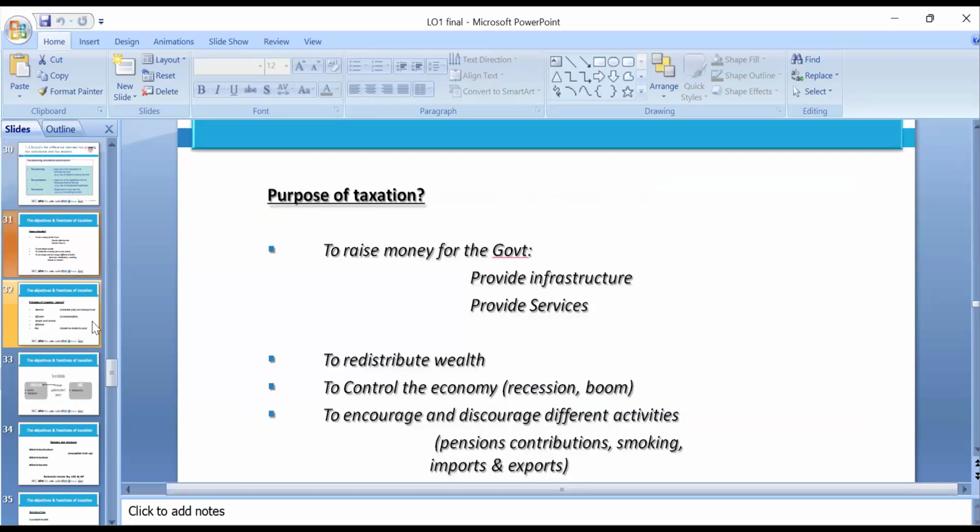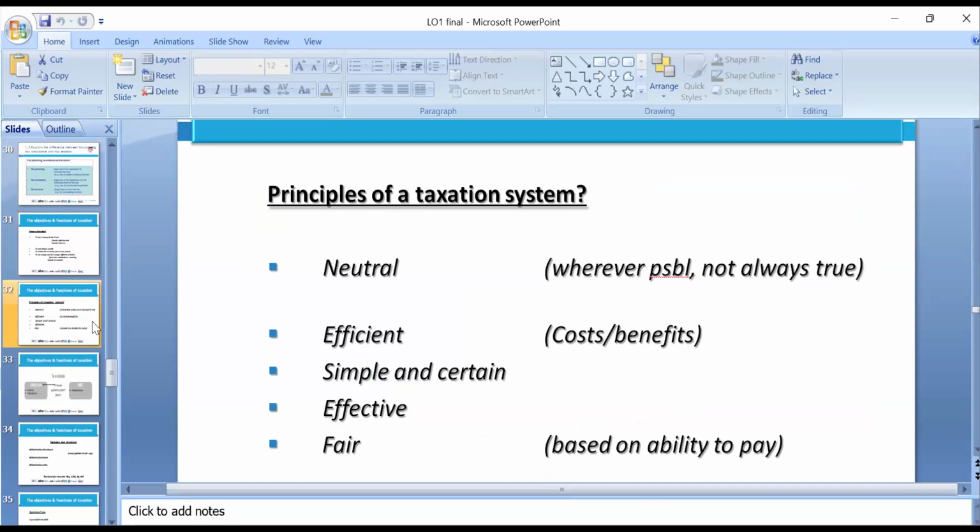So we can look at the purpose of taxation: to raise money for the government, provide infrastructure and services, redistribute wealth, and control the economy in recession and boom. It can also encourage or discourage different activities, such as pension contributions and smoking.